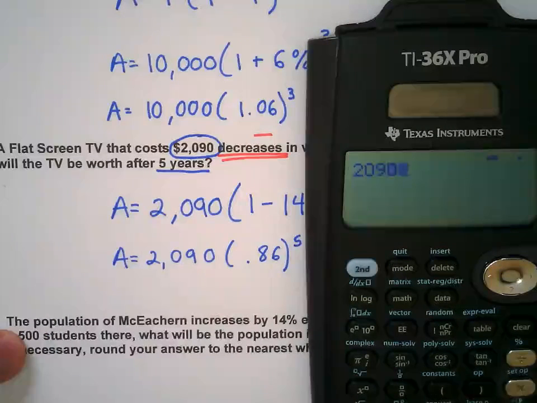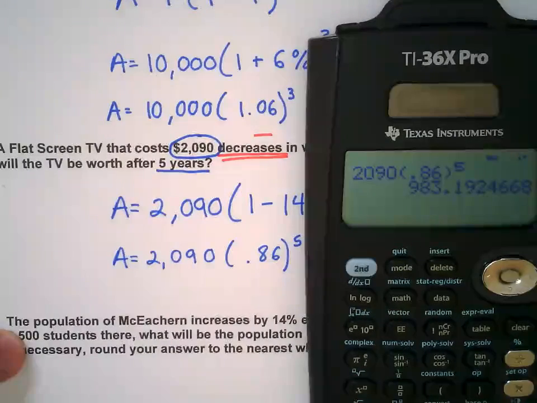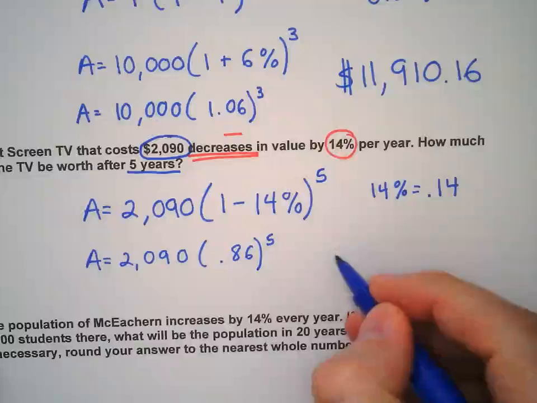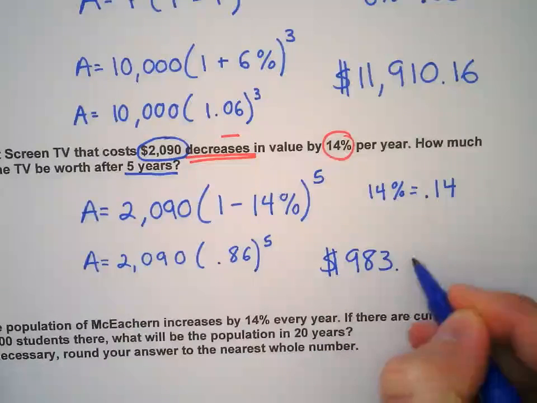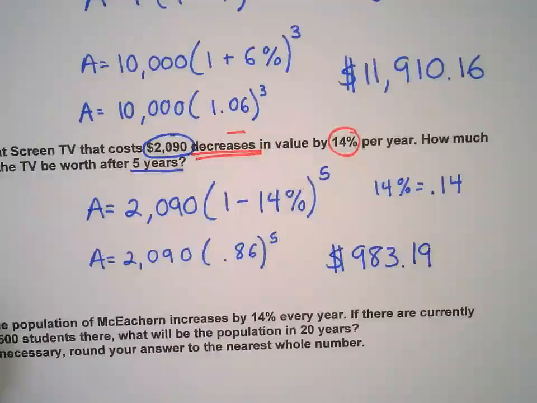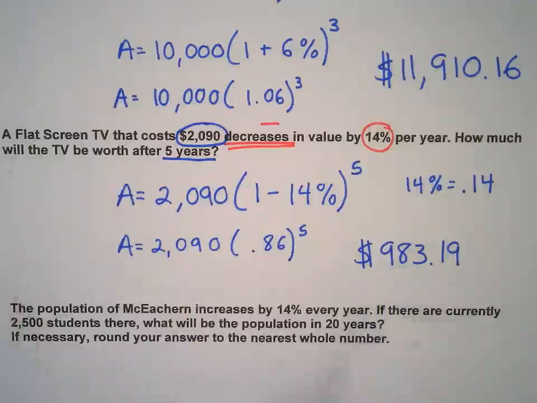So 2090 times 0.86 raised to the 5th power, and we get $983.19. So the value of that TV after 5 years, think about that. You bought it for $2,090, and after 5 years, that TV is only worth a little less than $1,000, $983.19 to be exact. So that's how you answer those problems.